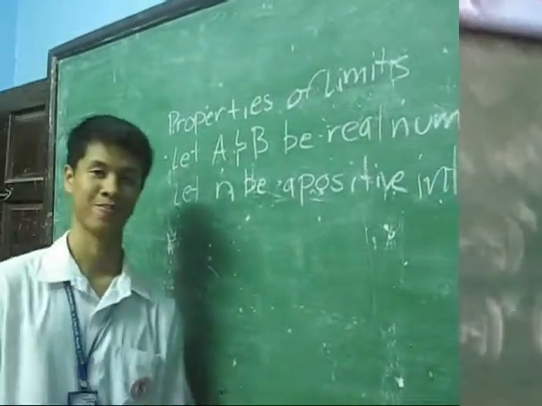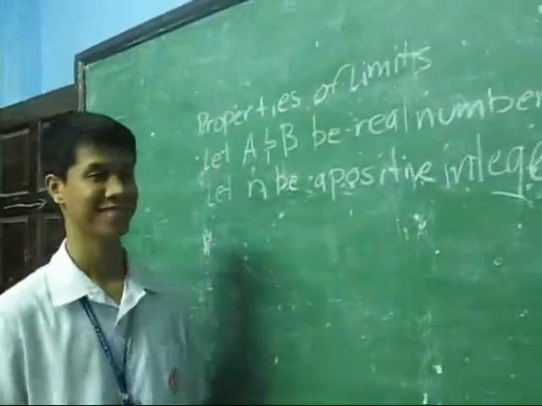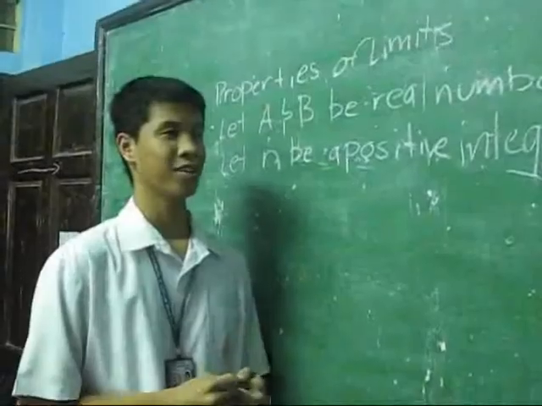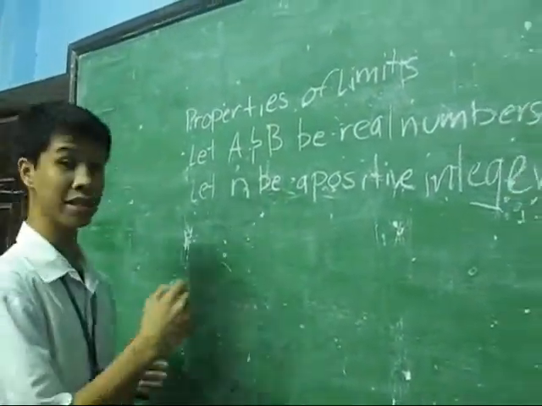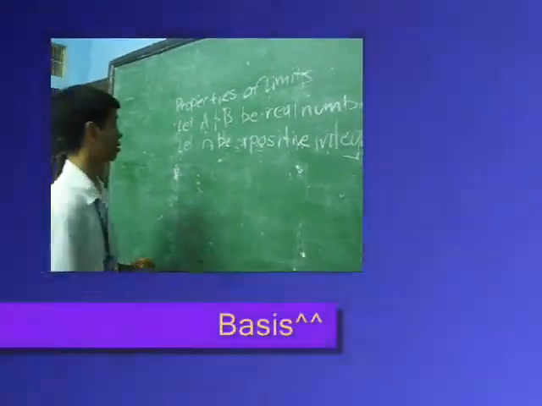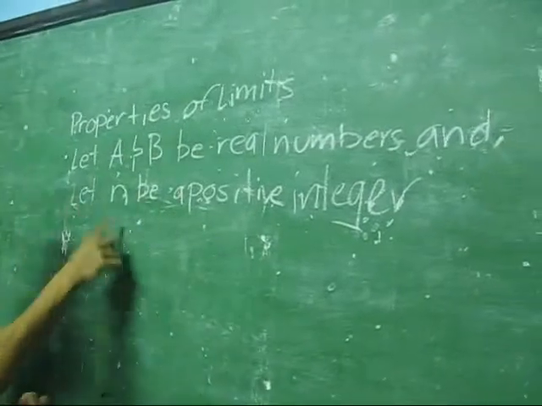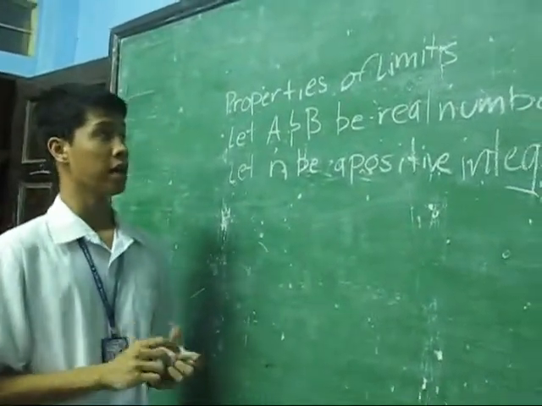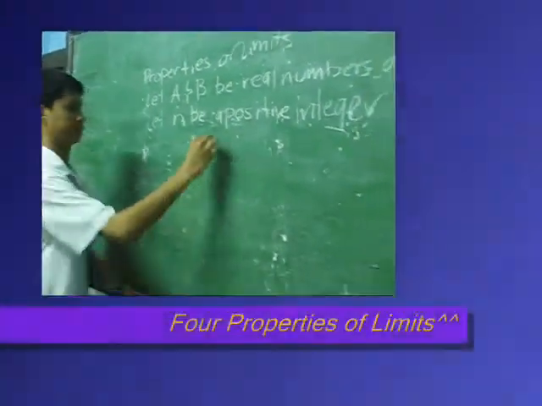Here we have Sanjan Sigambawa, and he's going to discuss the properties of limits. So I will discuss the properties of limits. Let us use this statement as our basis. Let A and B be real numbers, and let N be a positive integer. So, in the properties of limits, we have 4. So I will give them.